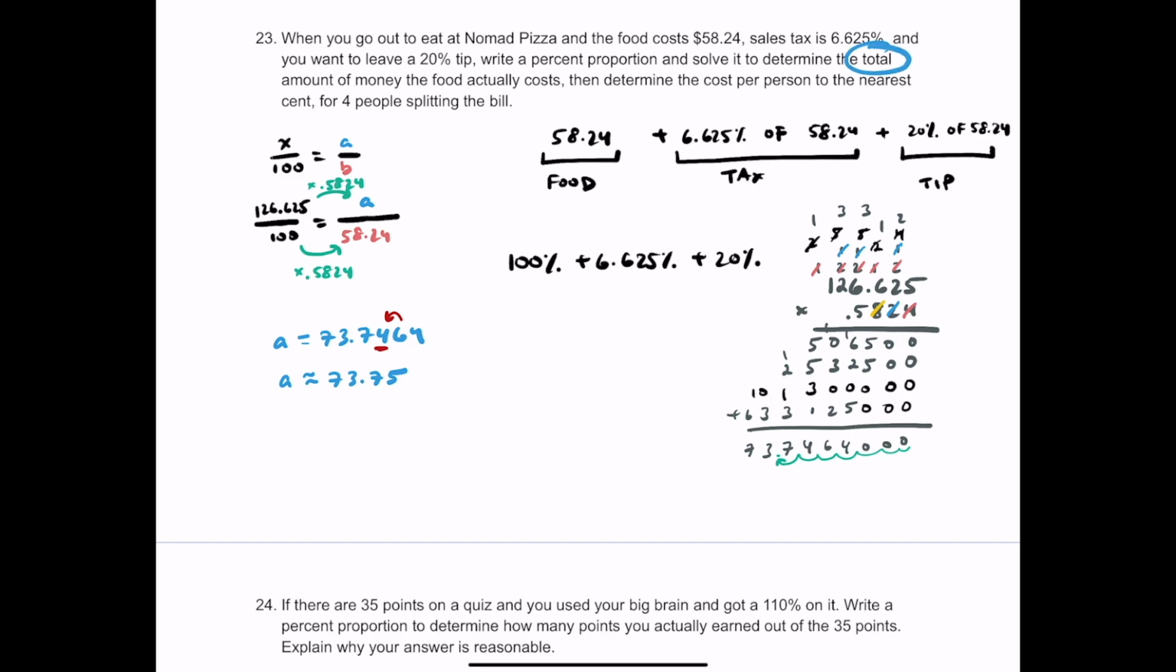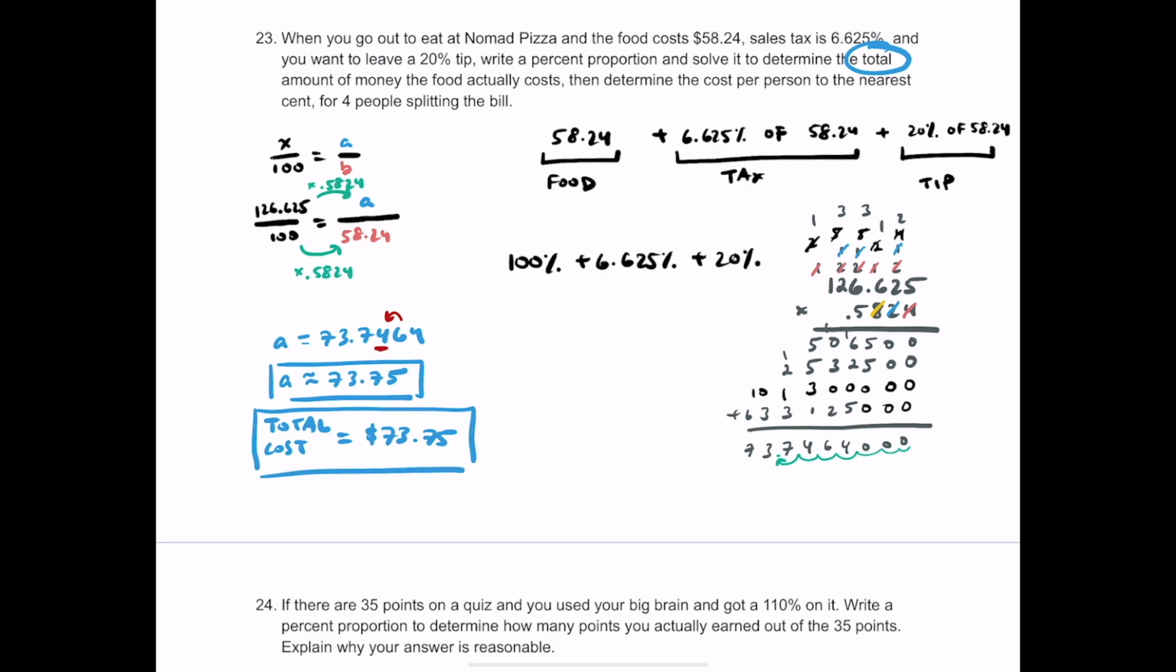So even though the food costs $58.24, if you're going to have to pay tax and then you're going to tip, then that total is going to be $73.75. To the nearest penny, that's what that's going to be. So go ahead and box this. That's part of your answer. So I'll go ahead and write that down too. But the total cost, right? Total cost is equal to $73.75. Okay, so that's what that's letting us know.